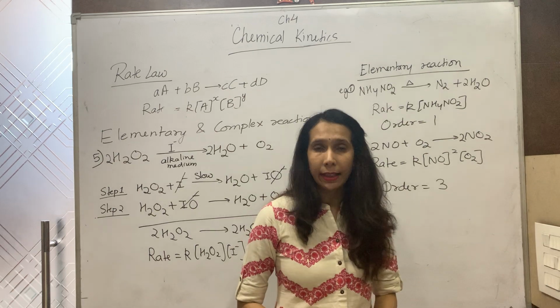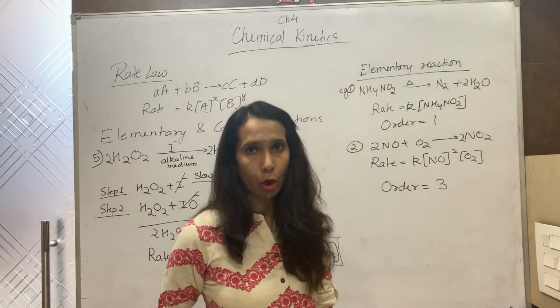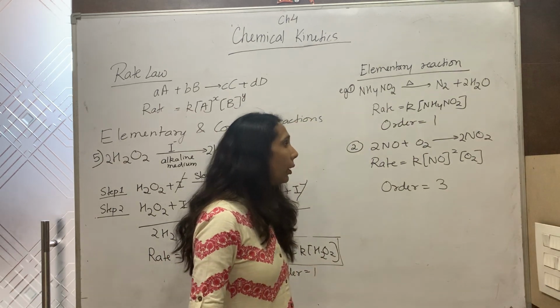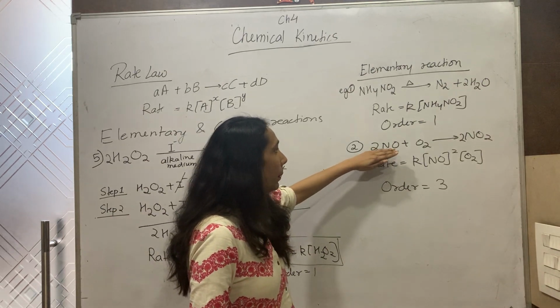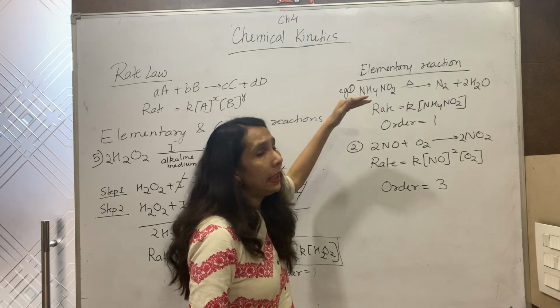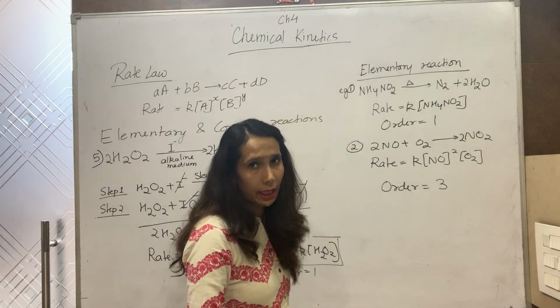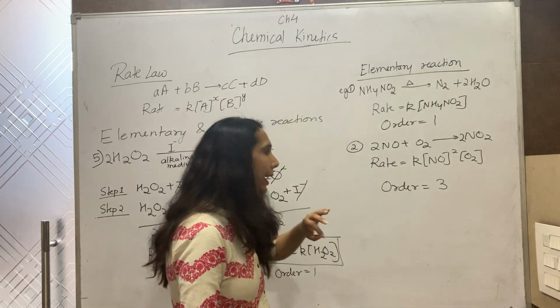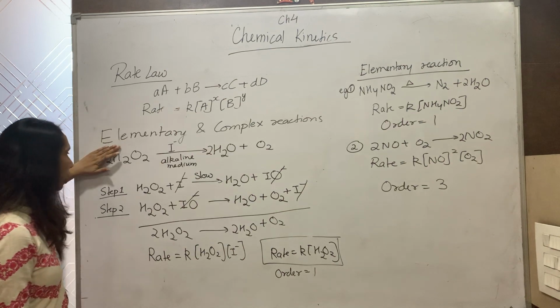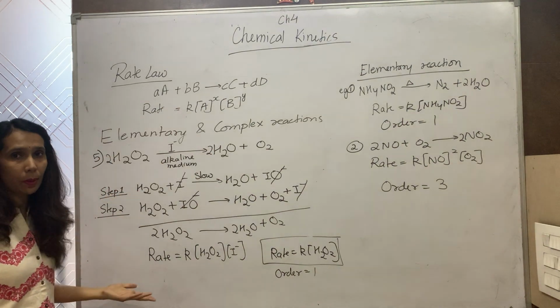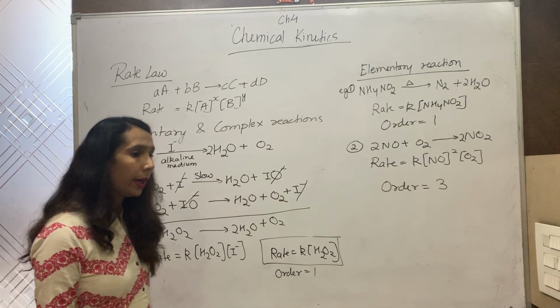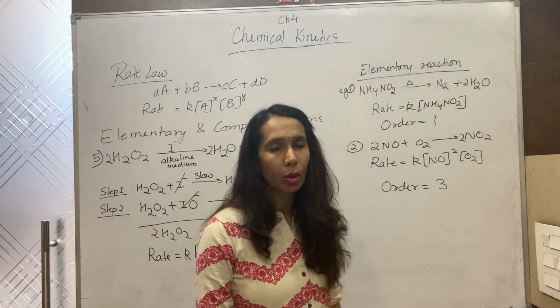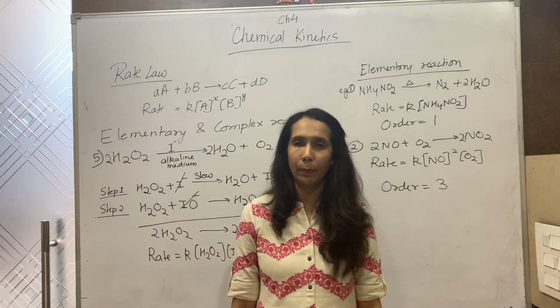So we can say that in the elementary reaction, the order of reaction is determined on the basis of the only step in which the reaction takes place. But in the case of a complex reaction, if the reaction takes place in 2 steps or more than 2 steps, then the rate law is determined on the basis of the slowest step.